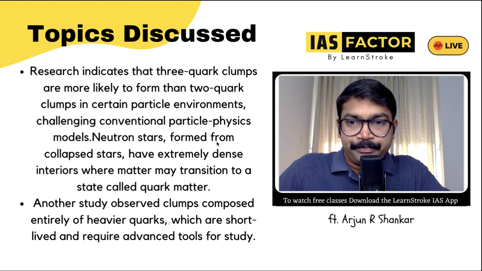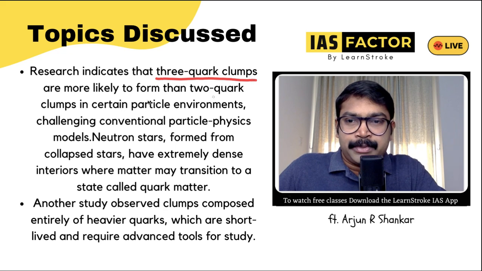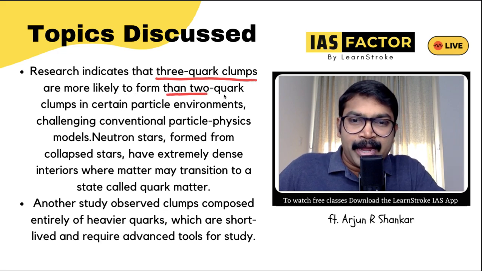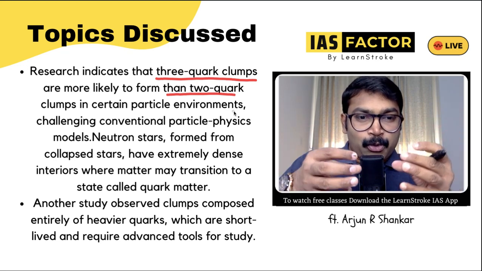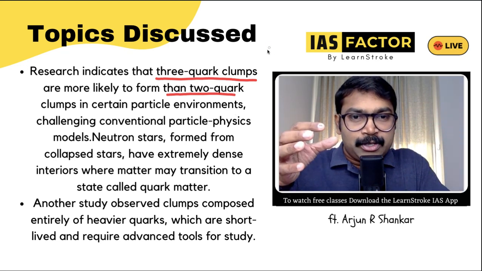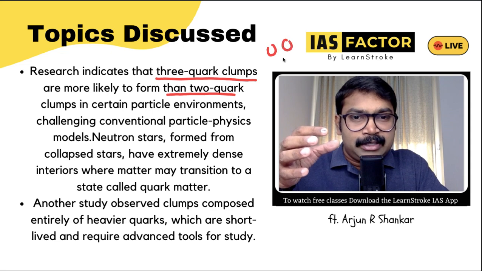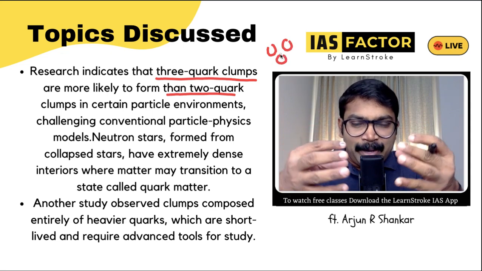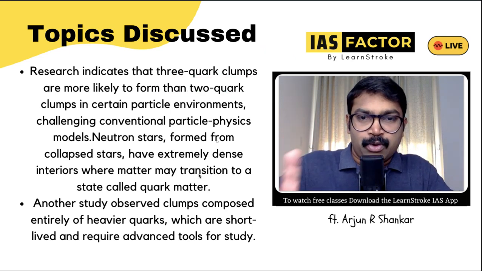Let's understand more. Research says that 3-quark clumps are more likely to form than 2-quark clumps. So the 3 quarks coming together, clumping together, is more likely than 2 quarks, is what the research says.